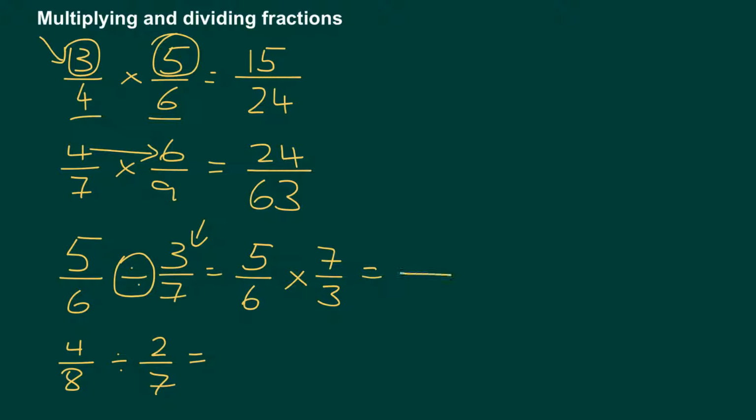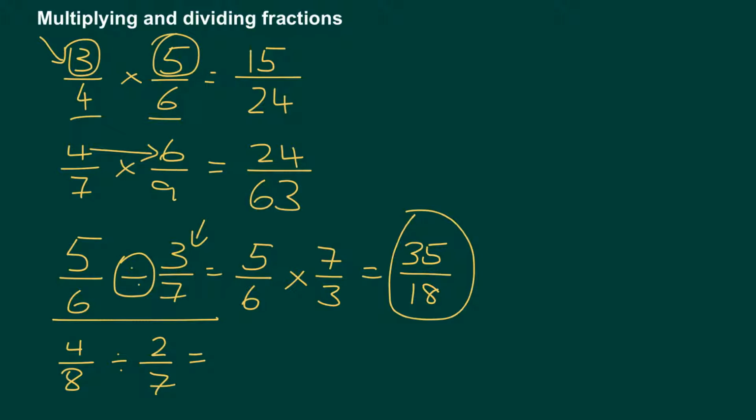So again, our numerators are 5 times 7, which gives us 35. Our denominators are 6 times 3, which gives us 18. So our original equation was 5 over 6 divided by 3 over 7, which led to an answer of 35 over 18. Okay, so now let's do another example for division.